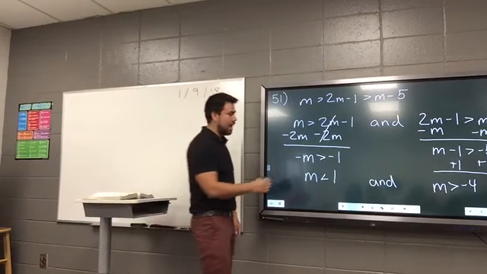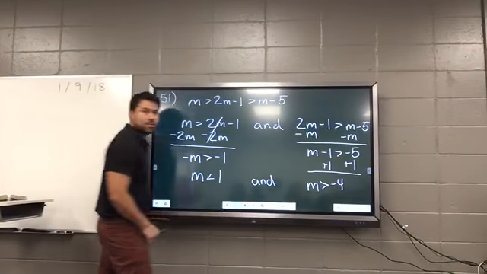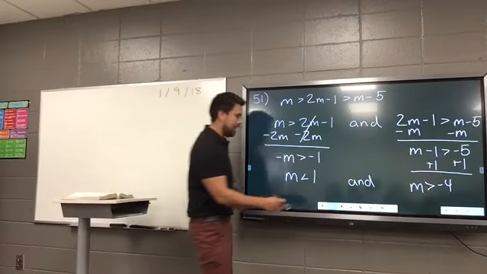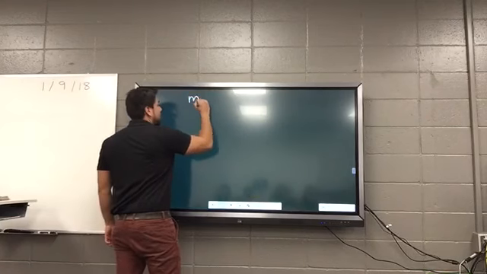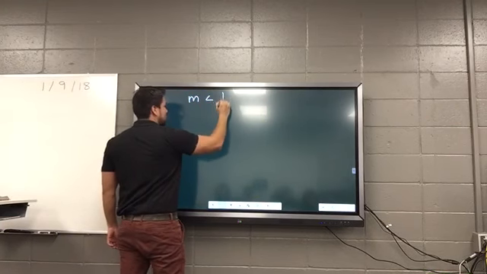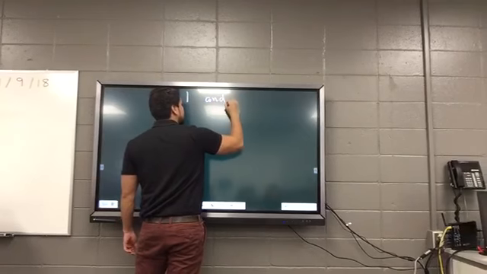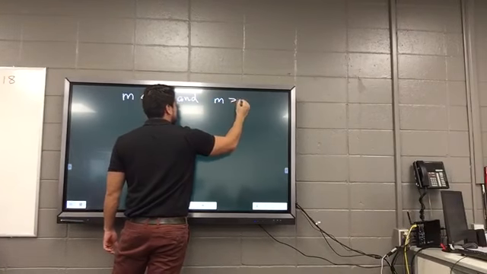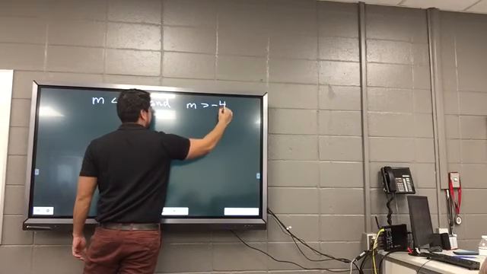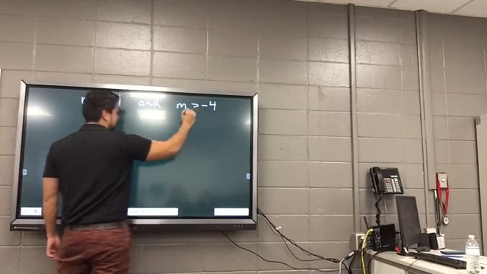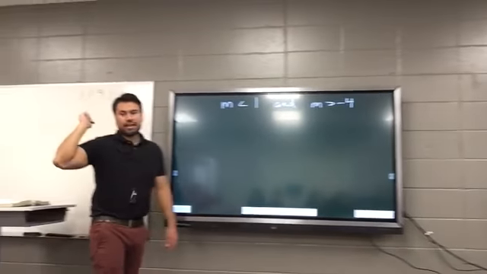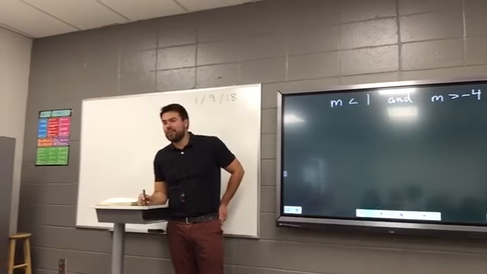Okay, but how in the world do I graph this? Can someone help me out with that? Actually, what I'm going to do is this. I'm going to write it here. m is less than 1 and m is greater than negative 4. Is it just greater than? Okay, not equal to. All right, how do you graph that then?